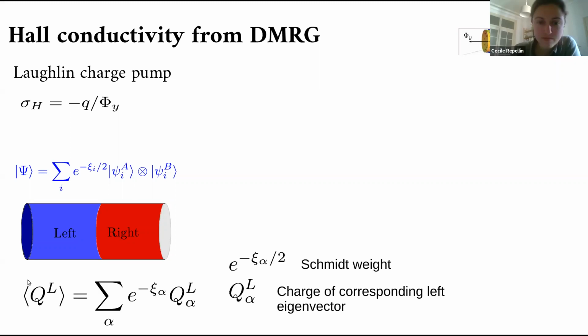And from this, I can calculate the charge which is transferred from left to right as I'm inserting flux in the cylinder. So this observable, the charge on the left, is equal to the sum of the Schmidt weight squared times Q_L alpha, where Q_L alpha is the charge of the corresponding left eigenvector, because charge is a conserved quantity in this system, so each eigenvector has an associated charge.